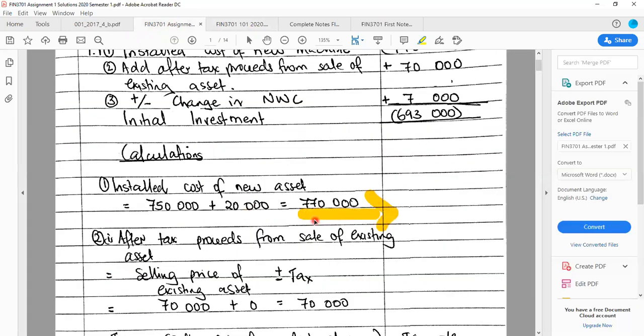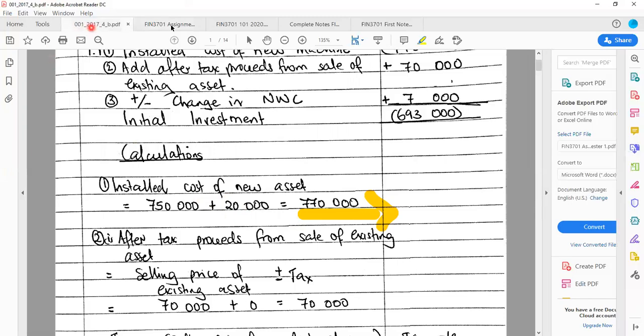Please remember that if there was delivery, we would also add delivery expenses. And please remember, we do not add sunk costs. We don't add consultation expenses and marketing expenses for the installed cost of the new asset. We just look at how much we pay for the new asset plus delivery and installation expenses.